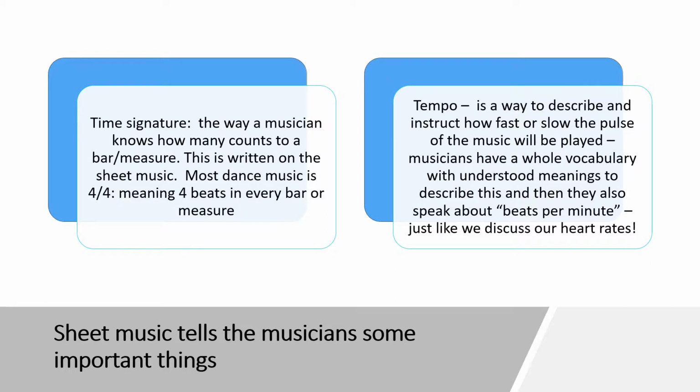These were some terms also, like the time signature is the way a musician knows how many counts to a bar or measure. It's written on the sheet music. Tempo, that's really hard to describe in words. It's slow or fast. The musicians have a whole very important vocabulary about that. I think what's most helpful for a Dance 1 student is to talk about tempo as beats per minute, like we think about our heart rates in beats per minute.